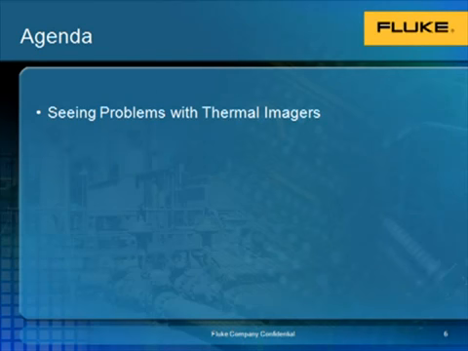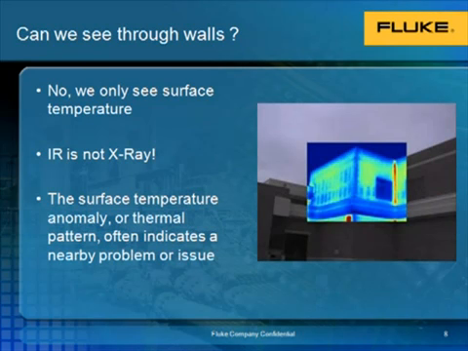As we go through the next few slides, we'll learn how thermal imagers are able to see these various problems. It is important to note that thermal imagers do not see through walls. They detect surface temperature only. Infrared is not the same as X-ray. By singling out surface temperature anomalies, or by examining the thermal pattern, we can often pinpoint where a nearby problem or issue may be.